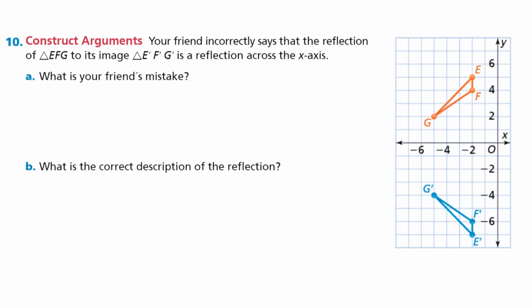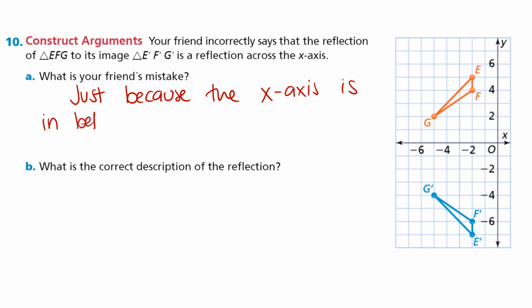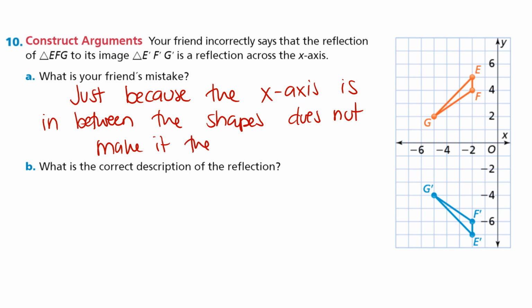For number 10, your friend incorrectly says that the reflection of triangle EFG to its image, triangle E prime, F prime, G prime, is a reflection across the x-axis. For part A, what is your friend's mistake? Just because the x-axis is in between the shapes does not make it the line of reflection.